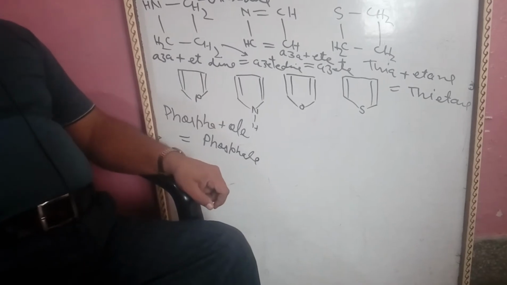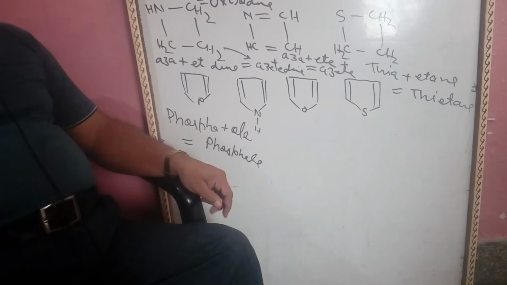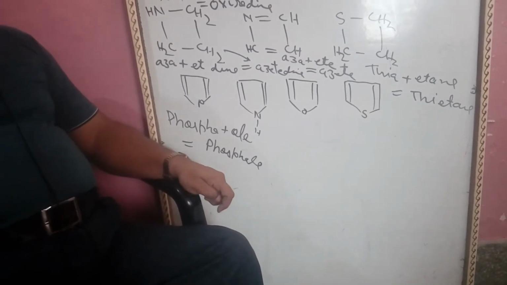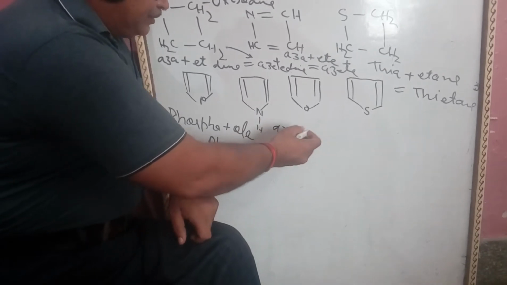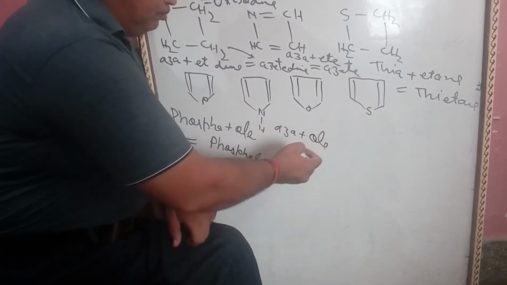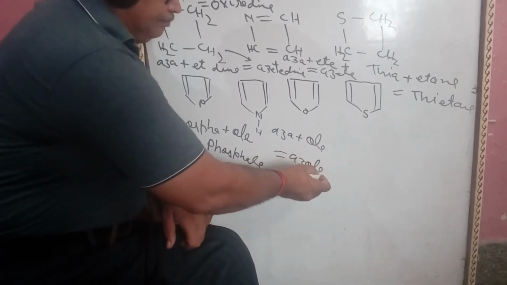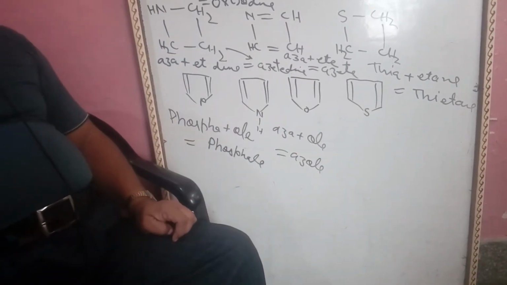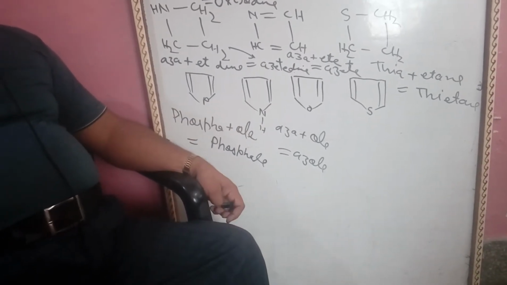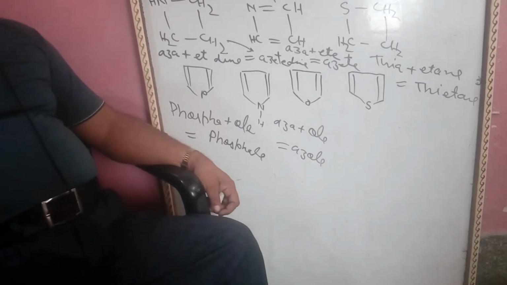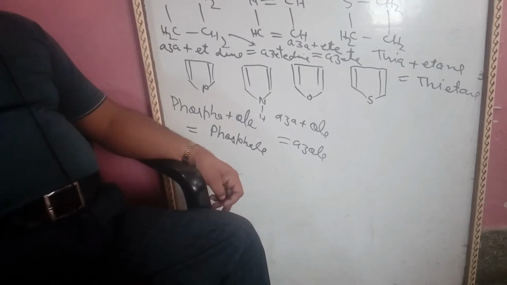In this case, we can see the heteroatom is nitrogen and the ring is five-membered. So the name of this compound will be aza plus ole is equal to azole. This is also known as pyrrole, which is recognized by IUPAC, although pyrrole is its trivial name.